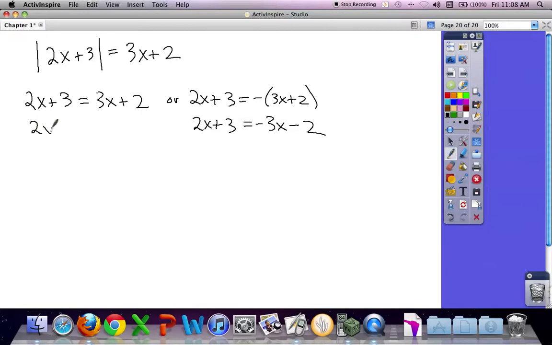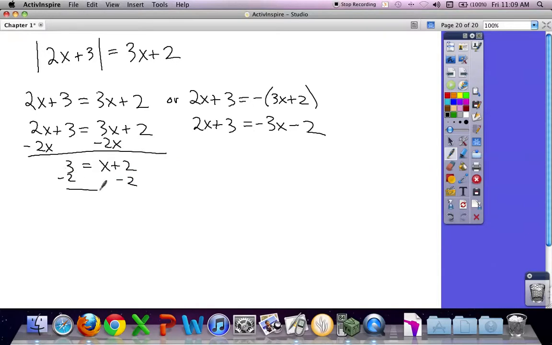2x plus 3 equals 3x plus 2. Okay, both of those are equations with variables on both sides, so we're going to solve them like we did in section 1.3. In this case, the larger of the variable terms is here, so I subtract 2x from both sides. 3 equals x plus 2. Subtract 2 from both sides. 1 equals x.